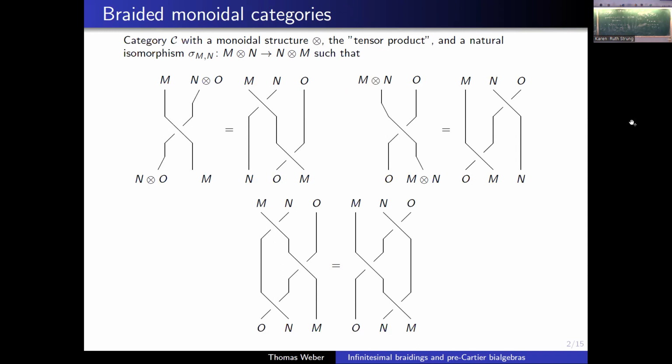You have to look at those first 2 diagrams here. What this tells you is that if you want to braid an object M with the tensor product of 2 objects, you first braid M and N, and then you braid M and O. There's a similar rule if the tensor product is on the left side. Here you're just reading this from top to down. Those are the axioms of a braided monoidal category.